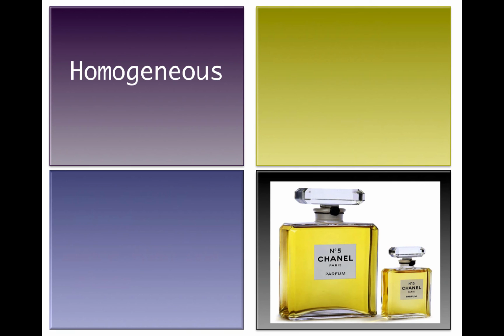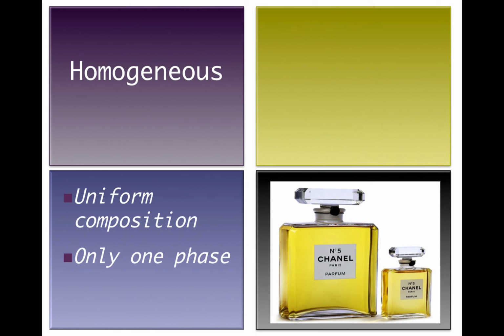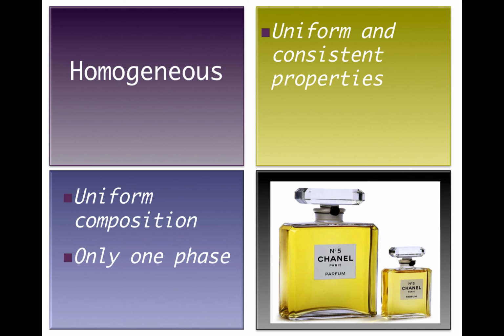Well, what about homogeneous mixtures? Perfume would be an example of a homogeneous mixture, made up of many different components evenly distributed. There's a uniform composition, and there's only one phase. You can't see the individual components of the perfume. It looks like it's only one thing. Homogeneous mixtures are uniform and have consistent properties.